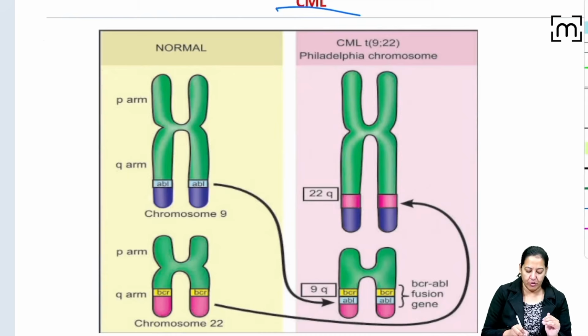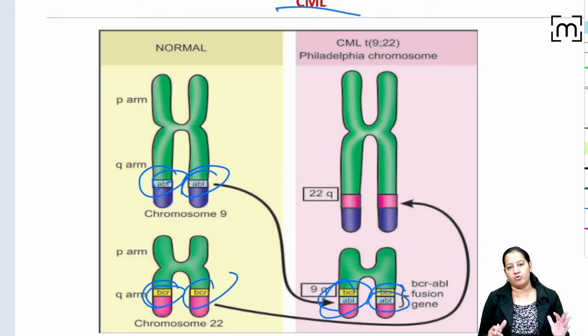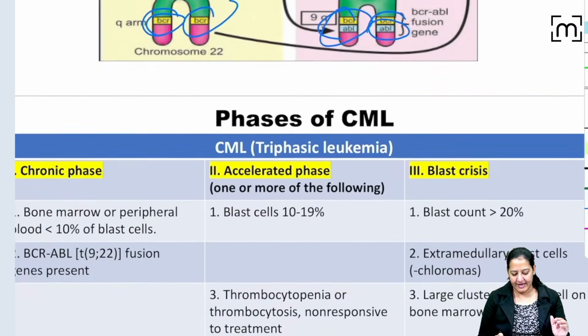You can see the chromosome 9 ABL gene, the chromosome 22 BCR gene. During translocation, the ABL from 9 is transferred to 22. On 22, fusion takes place, a hybrid forms, and a new gene is formed that results in uncontrolled mitosis. So you got it, I guess.